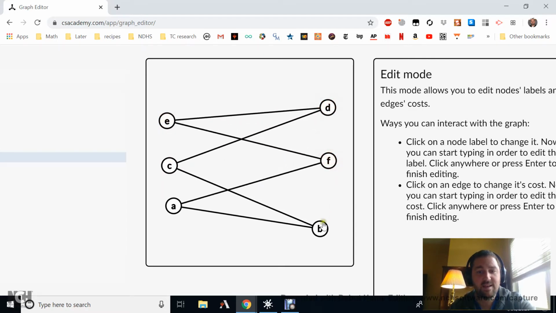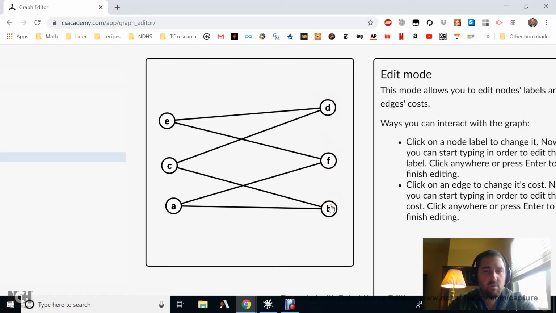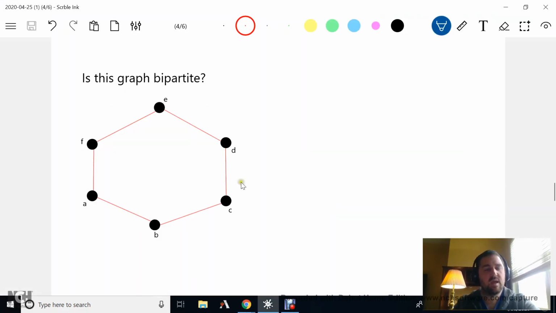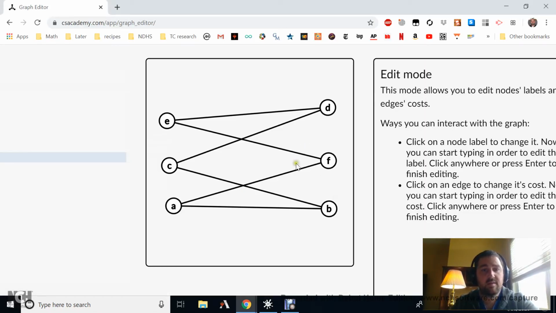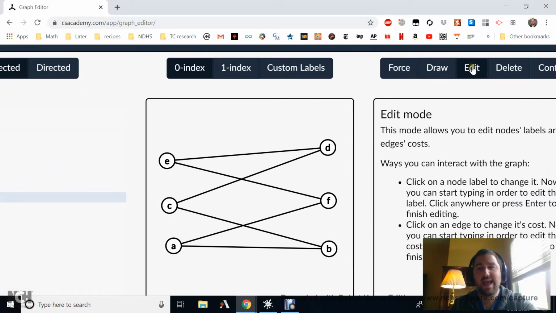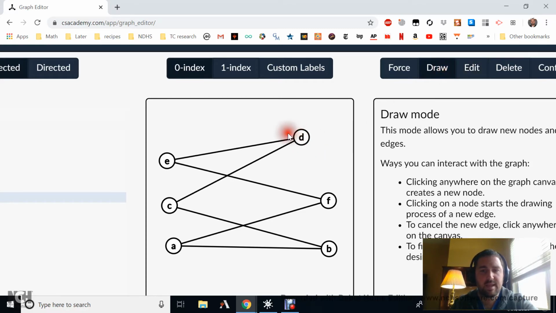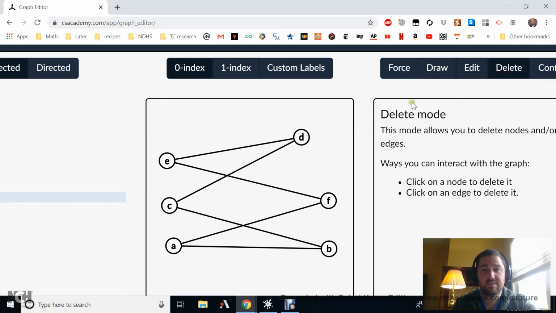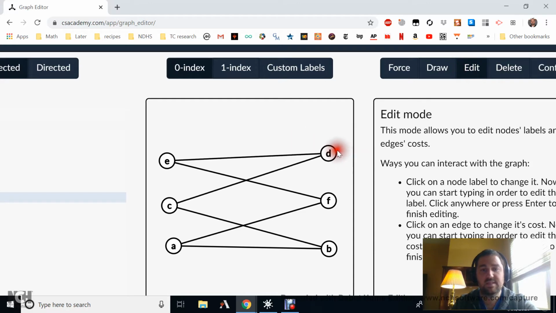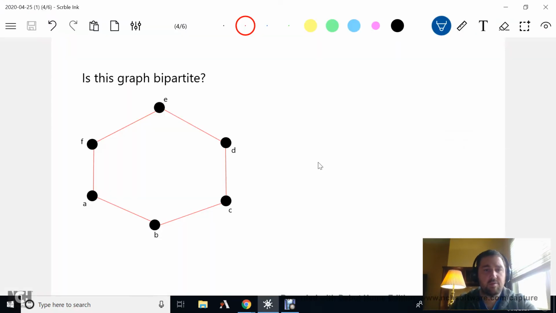We can see that in fact it is bipartite, even though when you look at it in its original form, it's hard to see. So if you want to use this editing tool, the online graph editor, you can. It's really nice for this. Please notice I'm in edit mode. If you do this in draw mode and you click a little bit weird, you'll make an extra vertex, which is not what you want to do. So whenever I'm moving my vertices around, I always do it in edit mode, because then you can't accidentally make a new vertex.